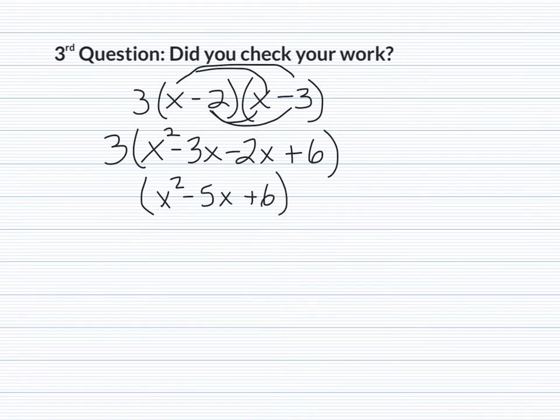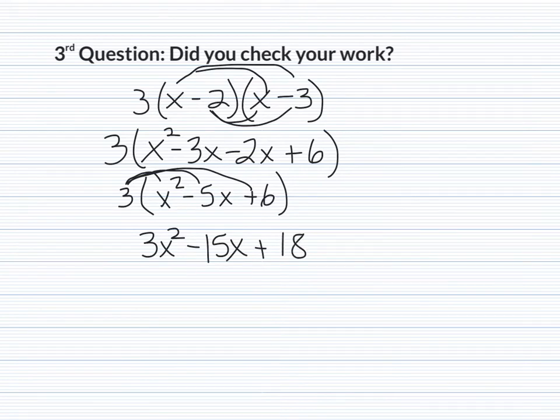Then I have to distribute that 3 to each part. So I have 3x squared minus 15x plus 18. Check. Is that what we had? Yes. So we know that this answer checks. So our answer here was right. Okay, let's look at another problem.